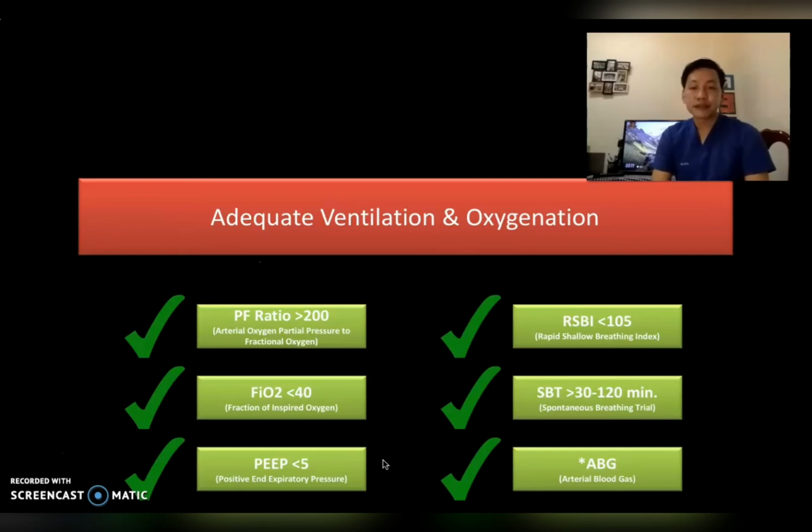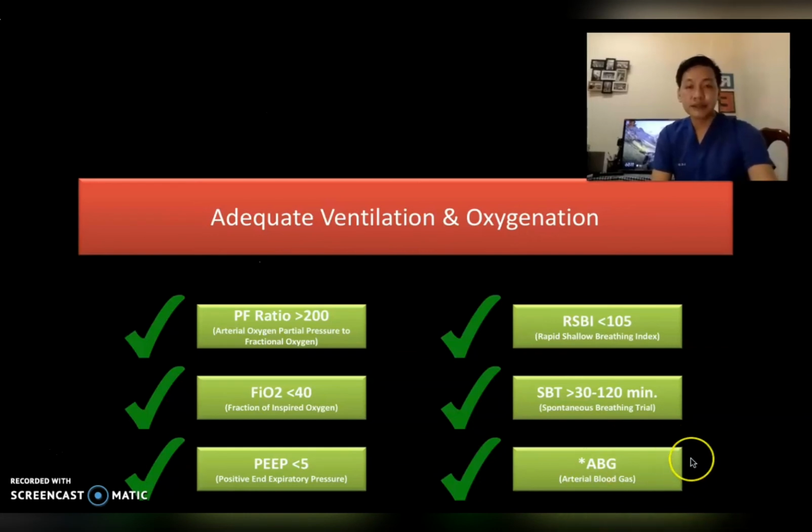PF ratio means the arterial oxygen partial pressure to fractional inspired oxygen, while the FiO2 should be less than 40. The FiO2 means the fraction of inspired oxygen, while the PEEP should be 5 or less than 5. PEEP stands for positive end expiratory pressure, and the RSBI, which means the rapid shallow breathing index, should be less than 105. And the SBT, which stands for spontaneous breathing trial, should be greater than 30 to 120 minutes.